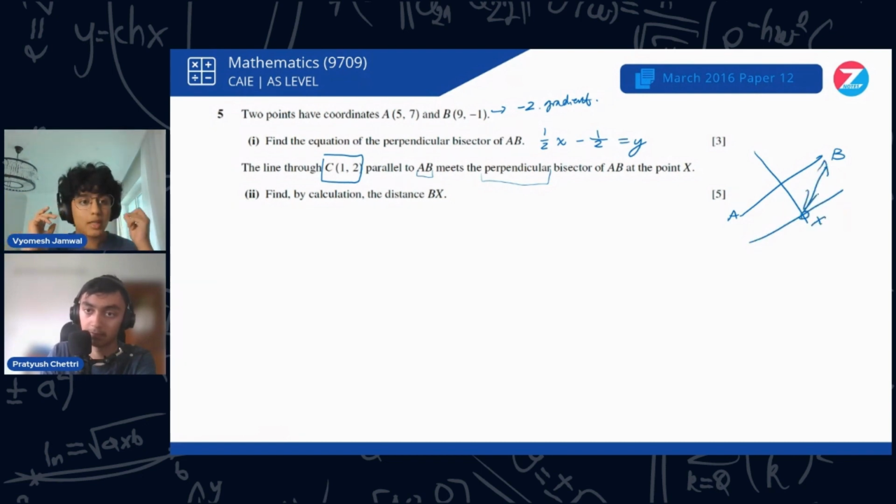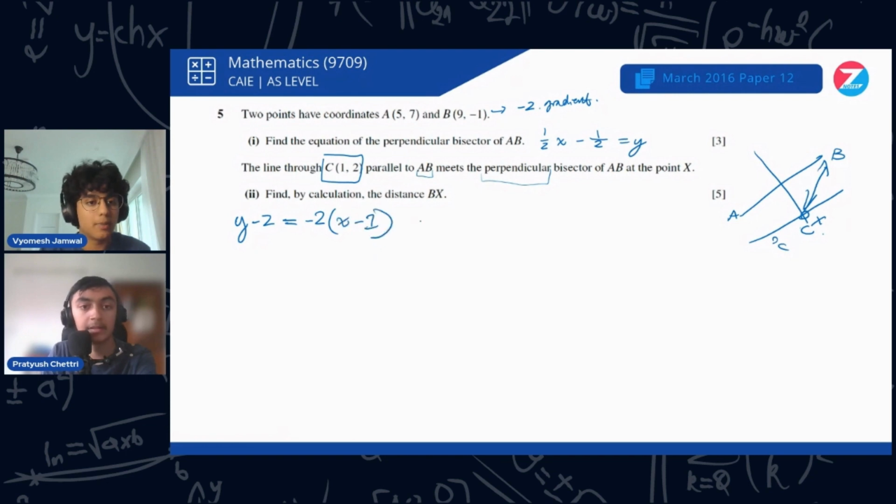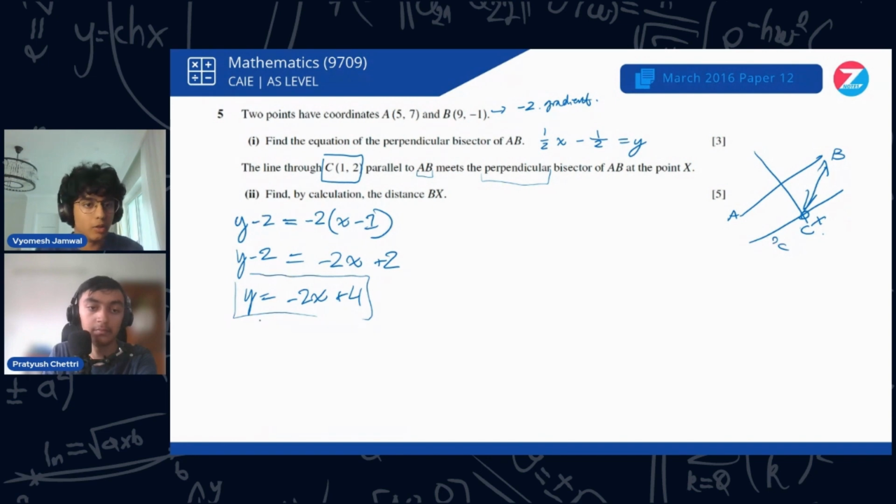So first of all, let's create the line that goes through C and is parallel to AB. Let's just go with the method that we used for 5, 1. We're just going to do y minus 2 equals negative 2 brackets x minus 1, and we're going to expand that. So it's going to be y minus 2 equals negative 2x plus 2. So it's going to be y equals negative 2x plus 4. There we go. So that's one of the equations.